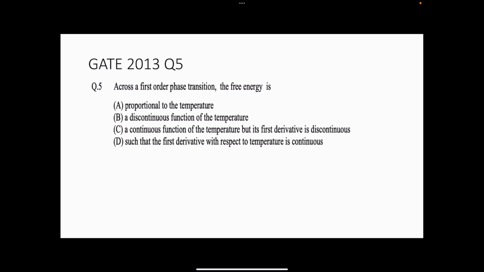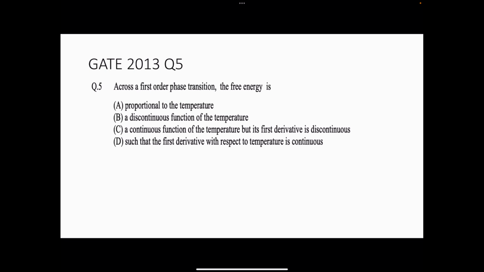This is GATE 2013 question number 5, which states that across a first order phase transition, the free energy is. So this is the free energy which we generally term as the Gibbs free energy. That is, the first option is that it is proportional to temperature?